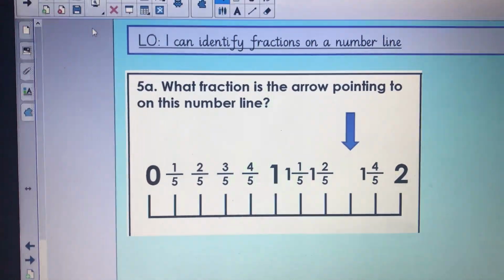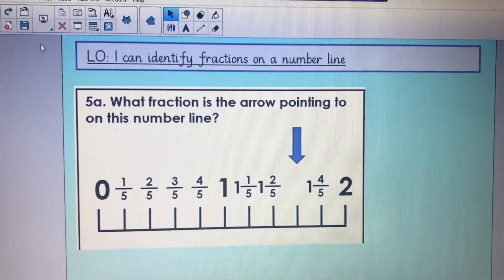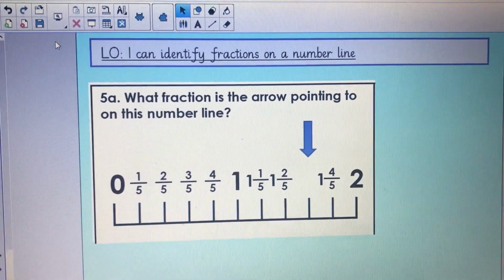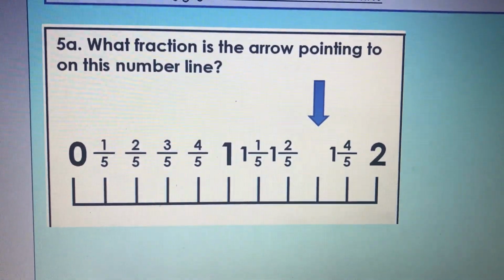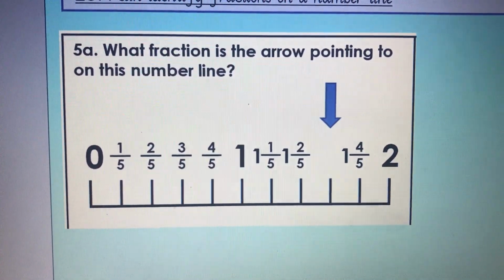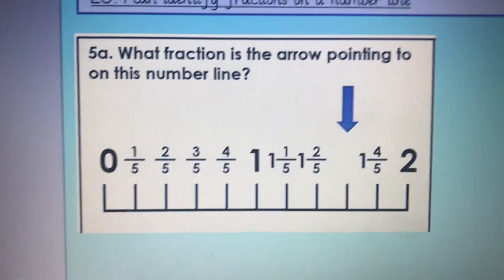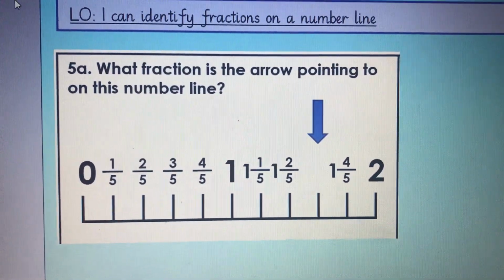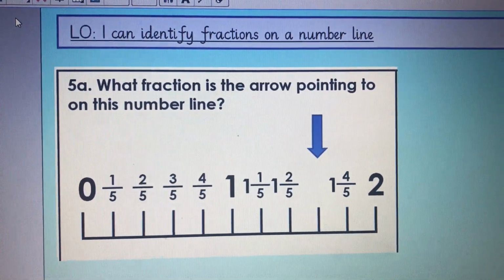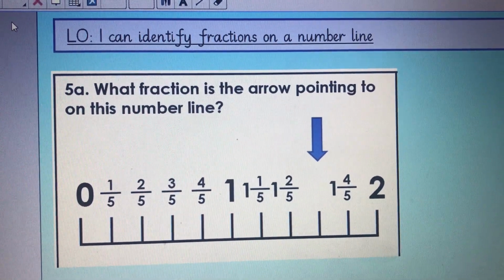Now, on the second and third sheets on Wednesday's work, like I mentioned earlier, there are no diagrams. You just have the number line with the missing numbers. And there's a little tip I can give you to help you still be able to work out the answers to the questions. This one says, what fraction is the arrow pointing to on this number line?